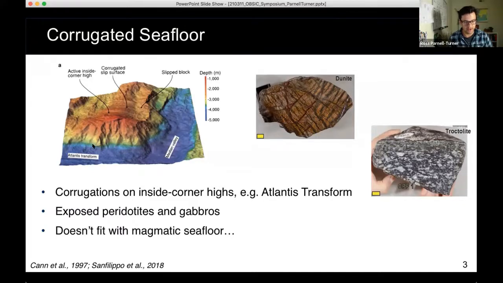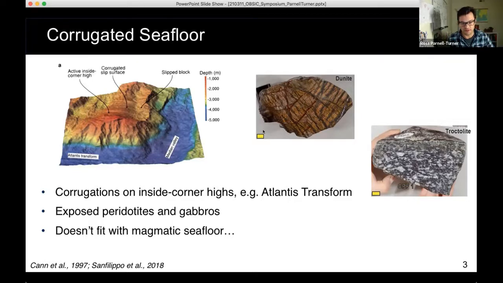And we're looking again at a perspective view down on this feature called Atlantis Massif, which is this dome-shaped feature just north of the Atlantis transform. And you can see these corrugations on top, like the ones you saw in my first slide. And what we find is that when you take rock samples from these kind of locations, rather than finding the typical pillow basalts that you'd expect, instead we find all these weird and wonderful exotic rock types.